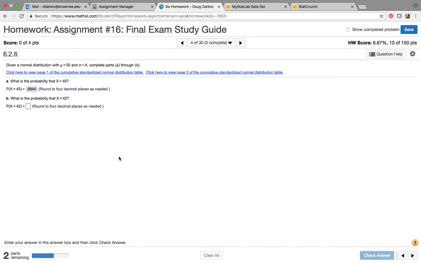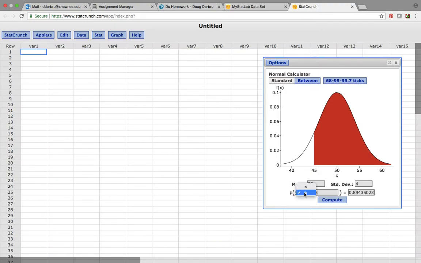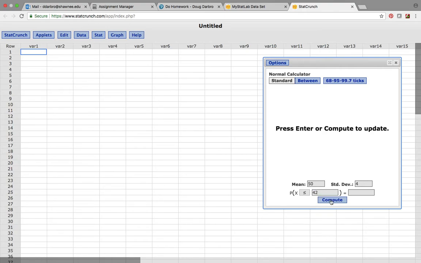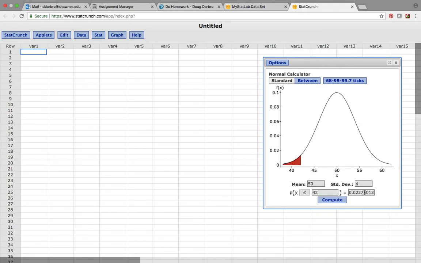Okay, what is the probability x is less than 42? Well, same stuff, essentially. So to 4 places, it would be 0.0228.